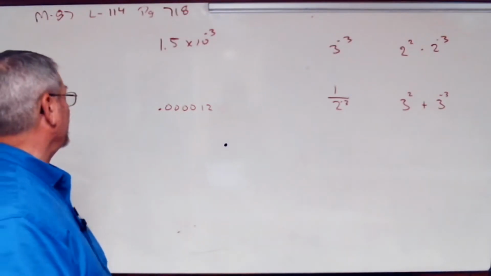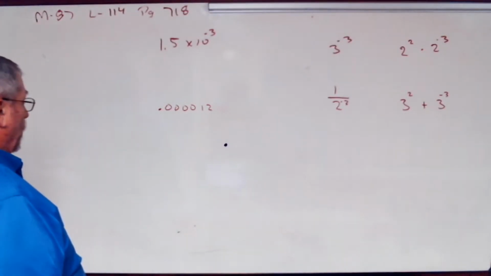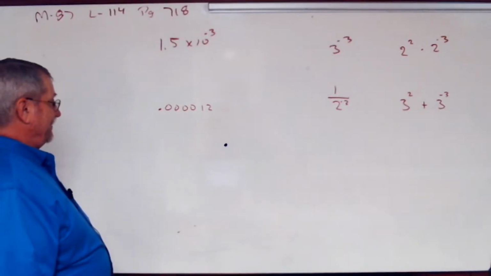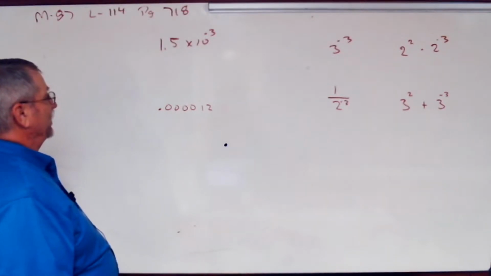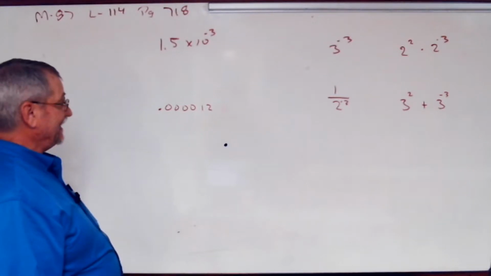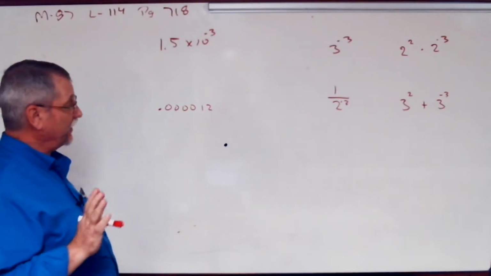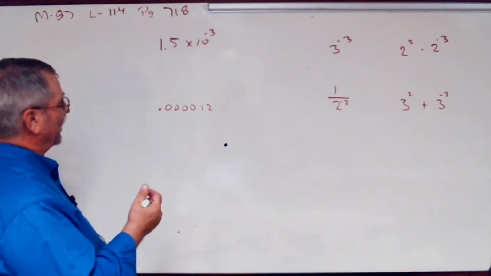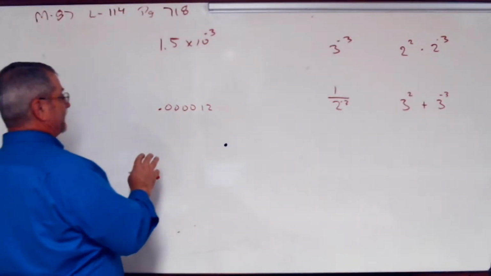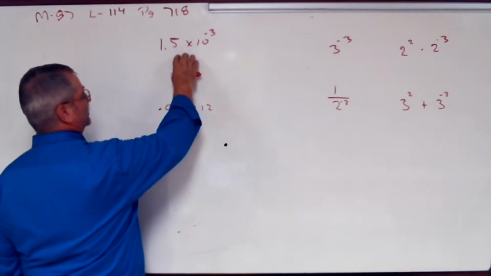All right, Math 87, lesson 114, page 718. We are so close to the end of the book. This is exciting, okay? Negative exponents, negative exponents. All right, negative exponents. First of all, we've already met negative exponents in scientific notation, okay?